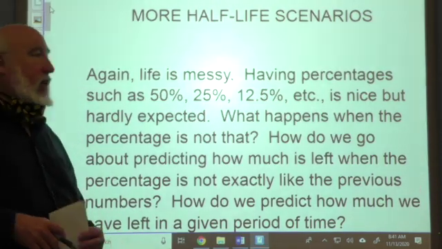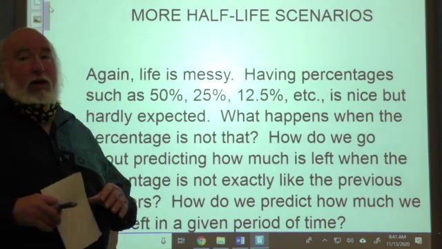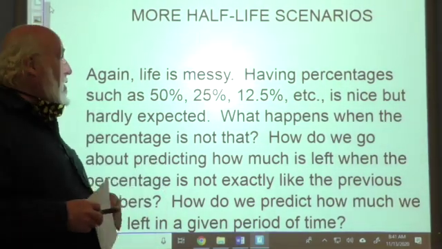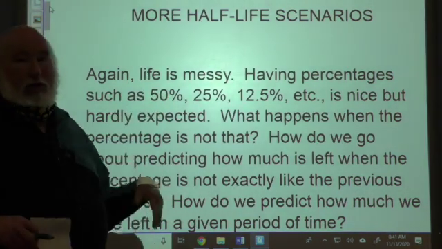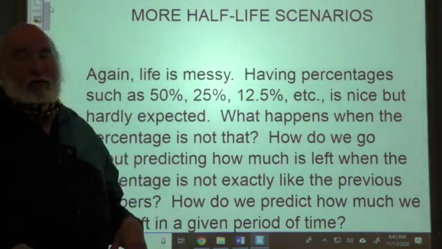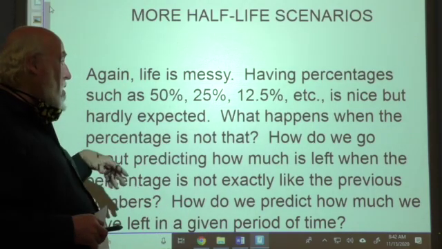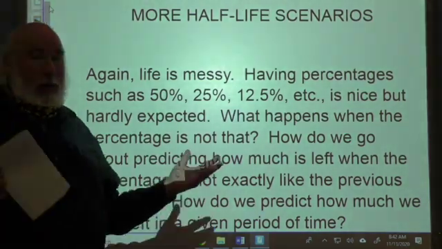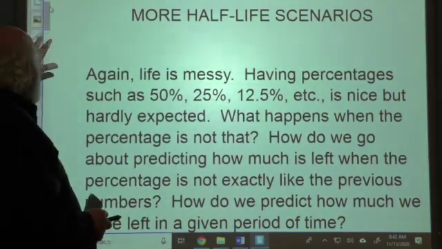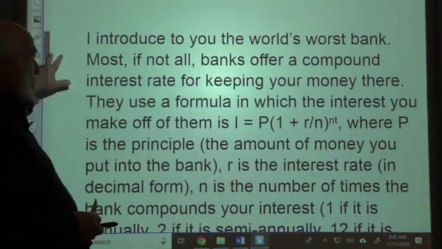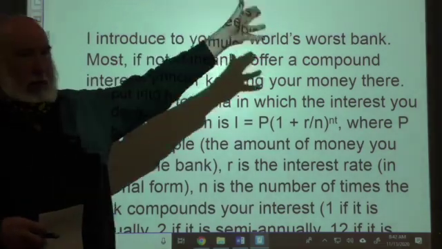Okay, now the mathematics involved in half-lives gets a little more intricate because unfortunately life is messy. You don't get nice percentages like 100% or 50% or 12.5% and on and on. So what happens when we don't get those values? What do we do about that?